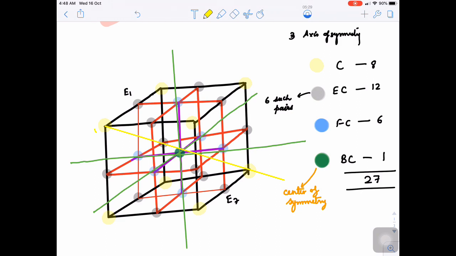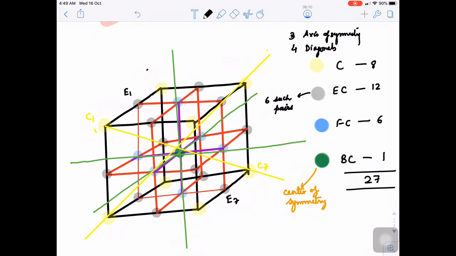How many such diagonals can we draw? We can draw 4 such diagonals. So 4 plus 3, 7. We can write 4 axes of symmetry which are passing through diagonals. Okay, so I'm just highlighting those things. 4 diagonals. 4 plus 3. Total would be 7 here. And these are all axes of symmetry.